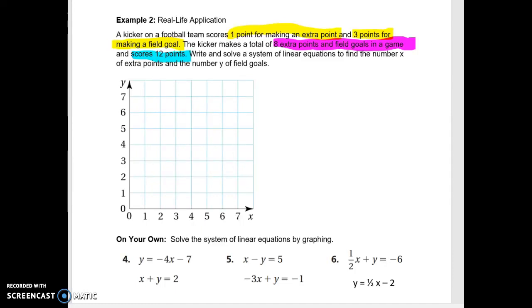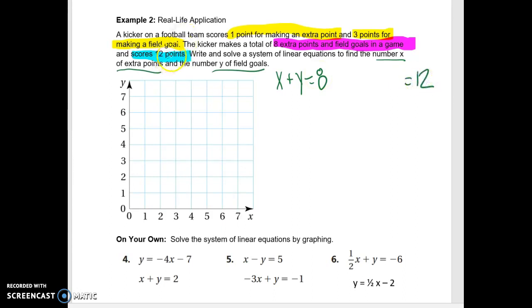As I went along here, I highlighted the different information that we would need. This purple one tells us that there was a total of 8 plays. And here we know our x is extra points and y stands for field goals. Since there was a total of 8 plays, those 8 plays consisted of x extra points and y field goals. However many extra points they made, however many field goals they made, that had a total of 8 plays. We also know that they scored a total of 12 points.